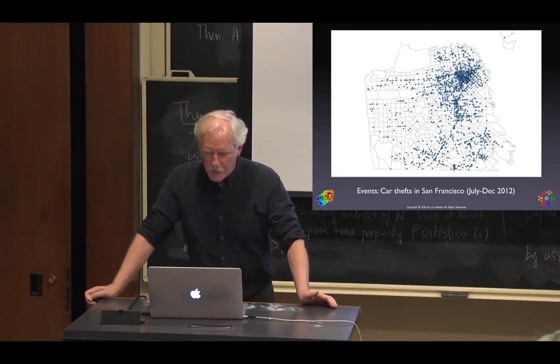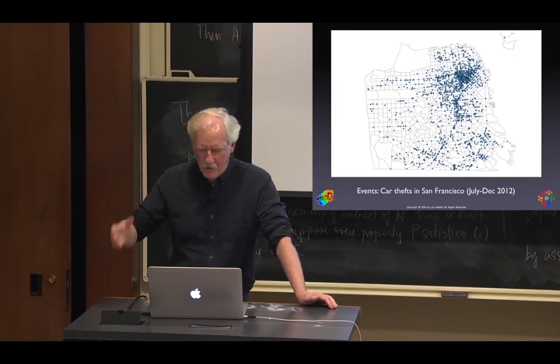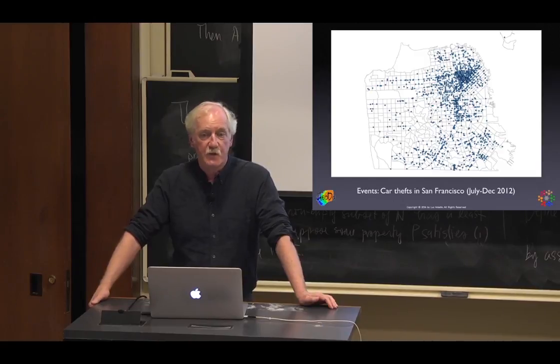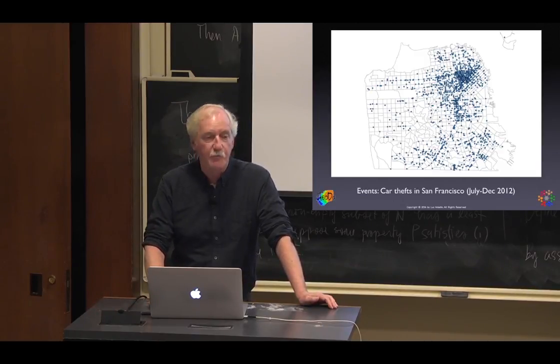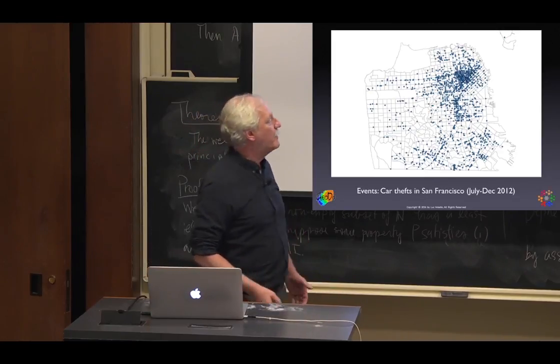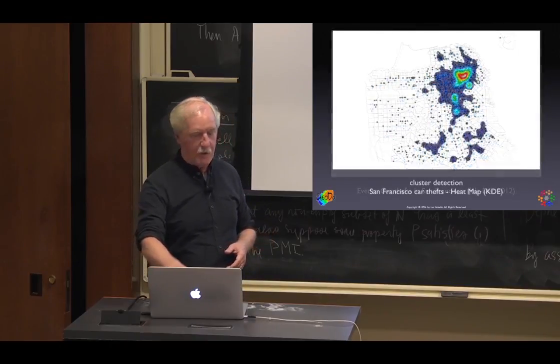This is an example of a data set that we use a lot for GeoDa and some of the other software that we develop. These are car thefts in San Francisco in a particular 6-month period. This is for real, right? So if you look at the map of San Francisco, you're probably going to say, I do not want to park my car there.